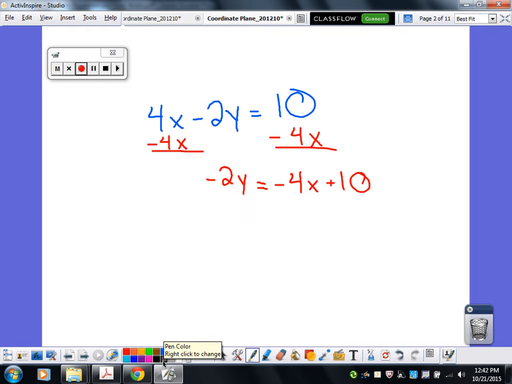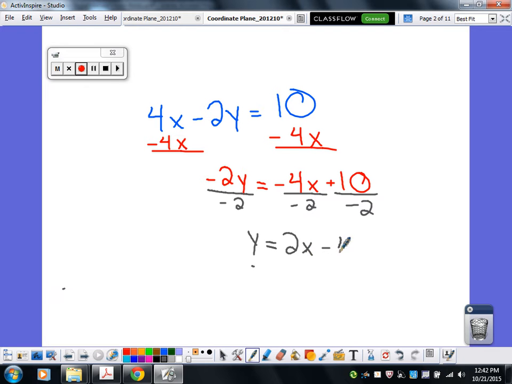Now I'm trying to get y by itself. So I'm going to divide everything by negative 2. Divide by negative 2. Bring down the equal sign. I get y equals, what's negative 4x divided by negative 2? It's positive because it's a negative and a negative. So it's 2x. And then 10 divided by negative 2 is negative 5, since it's a positive and a negative.